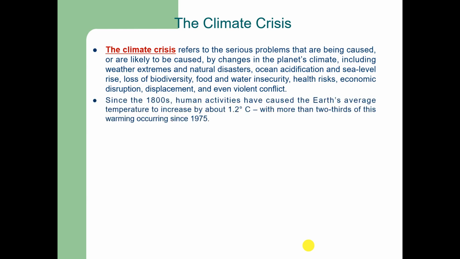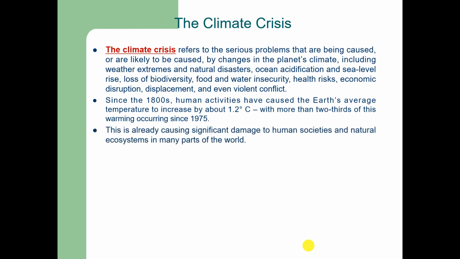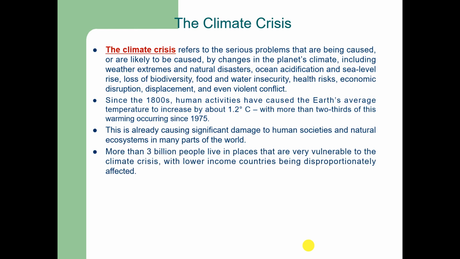Since the 1800s, human activities have caused the Earth's average temperature to increase by about 1.2 degrees Celsius, with more than two-thirds of this warming occurring since 1975. This is already causing significant damage to human societies and natural ecosystems in many parts of the world. More than 3 billion people live in places which are very vulnerable to the climate crisis, with lower income countries being disproportionately affected.